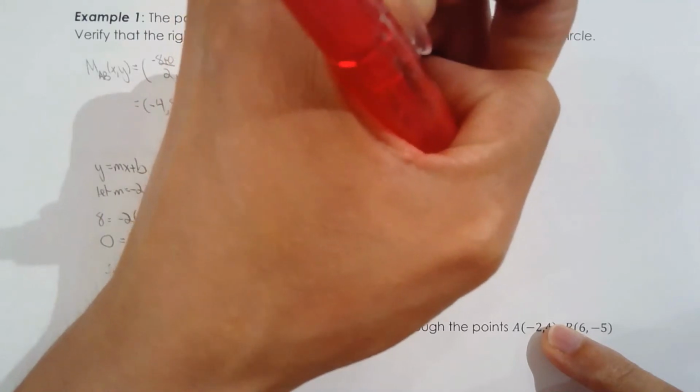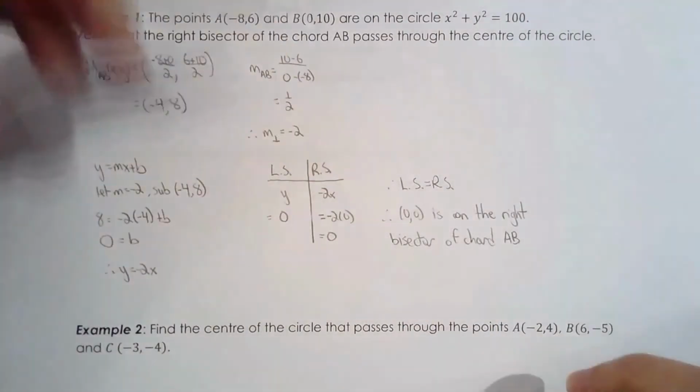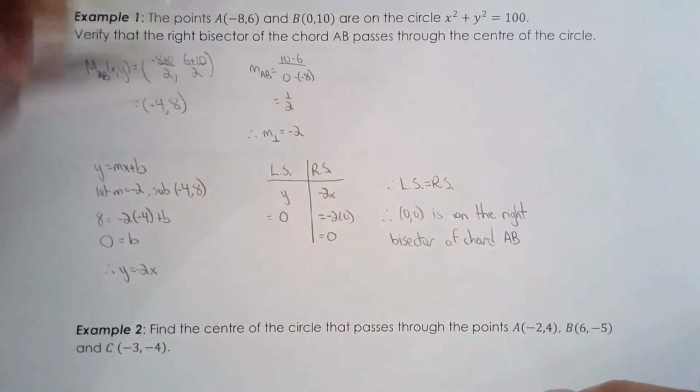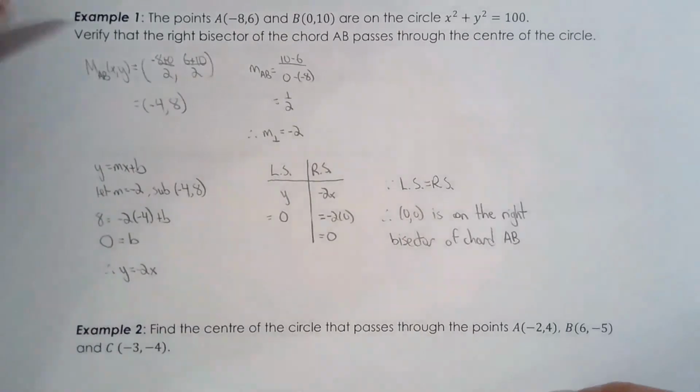So since left side equals right side, therefore 0, 0 is on the right bisector of chord AB. And we already mentioned earlier, 0, 0 is not only the origin, but it's also the center of the circle. Okay, so I've confirmed that the right bisector of the chord passes through the center of the circle.